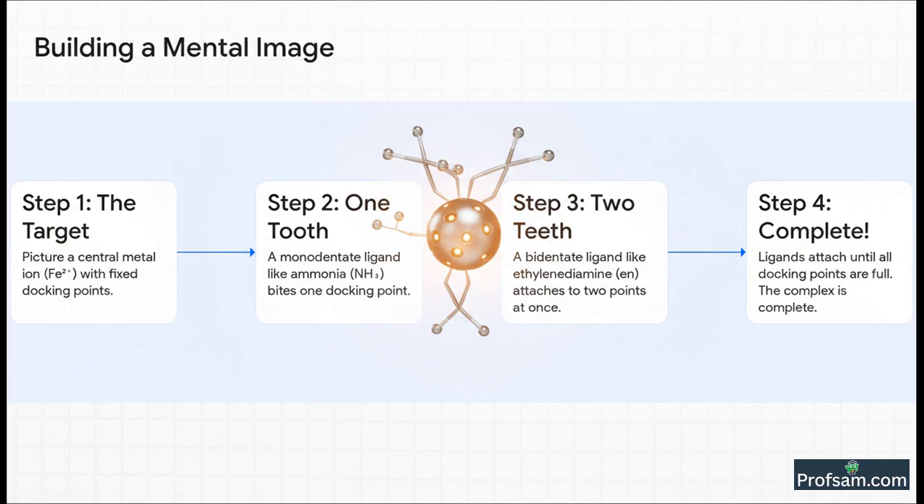It has only one tooth, so it uses it to bite onto one docking point. Next, imagine a bidentate ligand, like ethylenediamine, approaching. It acts like a pair of tweezers, using its two teeth to grab two docking points at once. This process continues until all the available docking points on the metal are filled and the complex is complete.